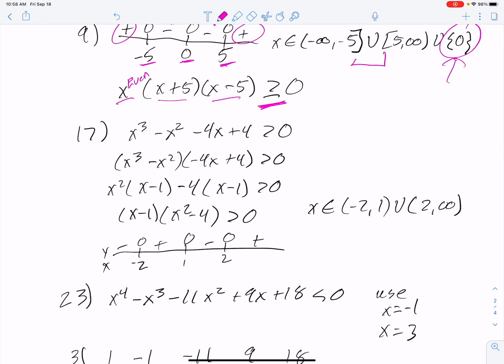17, we're going to solve the inequality. So again, I decided to factor by grouping. Usually if you have a calculator, things aren't factorable. If you don't have your calculator, things are factorable. It's just kind of a good rule of thumb.